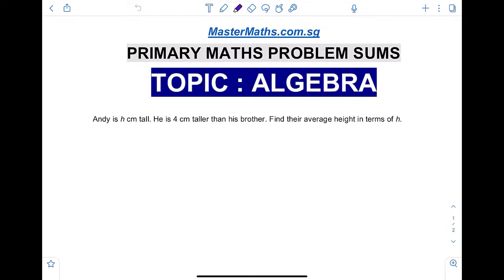Andy is h cm tall. He is 4 cm taller than his brother. Find their average height in terms of h. Okay, this question involves both algebra and the average concept.